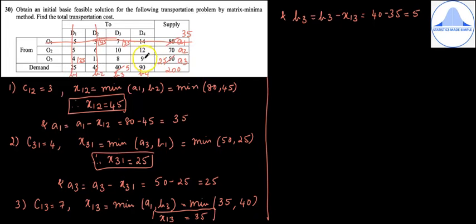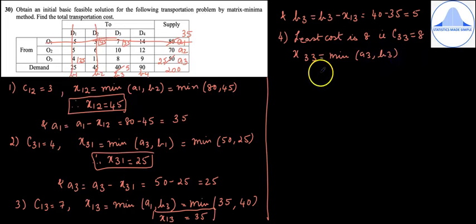Next find out the next least cost. The next least cost is 8. So the fourth step, the least cost is 8, which is present in cell 3,3. So C33 is equal to 8. X33 is equal to minimum of A3 comma B3, which is equal to minimum of A3 is 25 and B3 is 5. So the least is 5, so X33 is equal to 5.